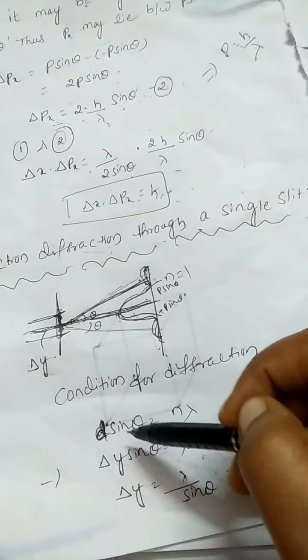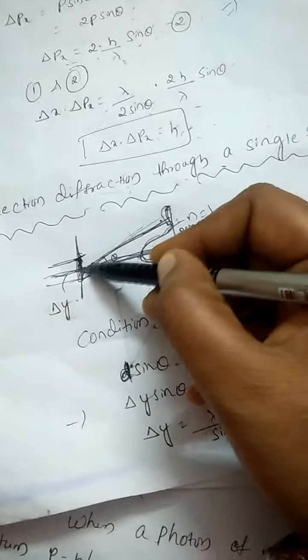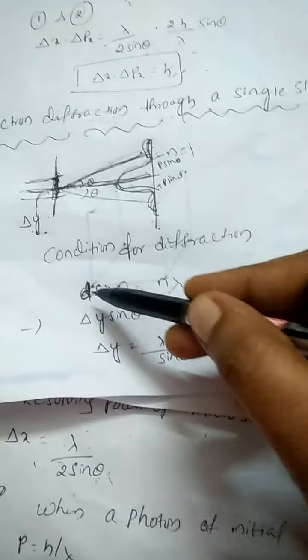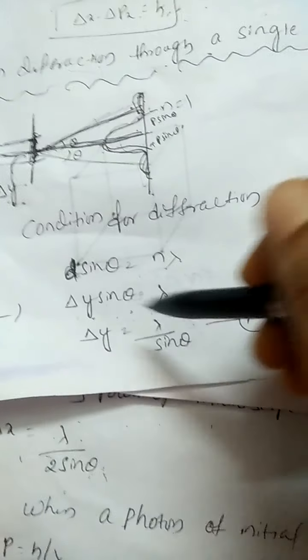We know the condition for the diffraction minimum is d sin theta equal to n lambda, where d is the width of the slit. We indicate the width of the slit as delta y. So delta y into sin theta is equal to n lambda, and for the first order minimum, n is equal to 1. So delta y is equal to lambda by sin theta. This is equation number 1.